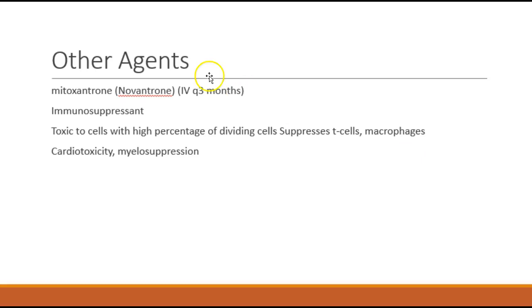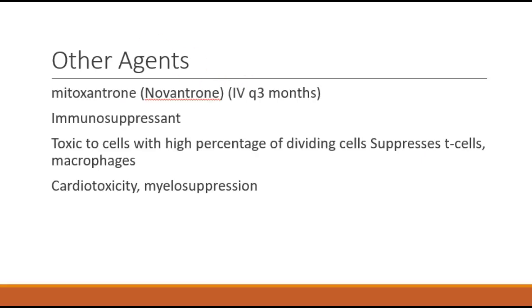So other agents that we have are mitoxantrone or Novantrone, which is an IV every 3 months, an outpatient infusion that they would go to an outpatient infusion center to get. It's an immunosuppressant. It's toxic to tissue, the kind that has an increasing percentage of dividing cells. It's also used as an anti-cancer agent.